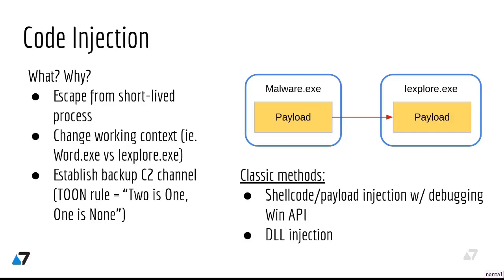There are a lot of code injection methods available. For now, we will discuss only the so-called classic ones, which are shellcode injection using the debugging API, with calls like CreateRemoteThread or WriteProcessMemory. And the second is injecting a DLL from a disk, okay? So let's jump to payload injection.